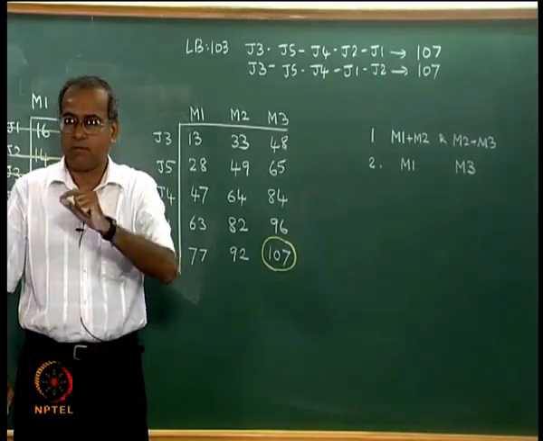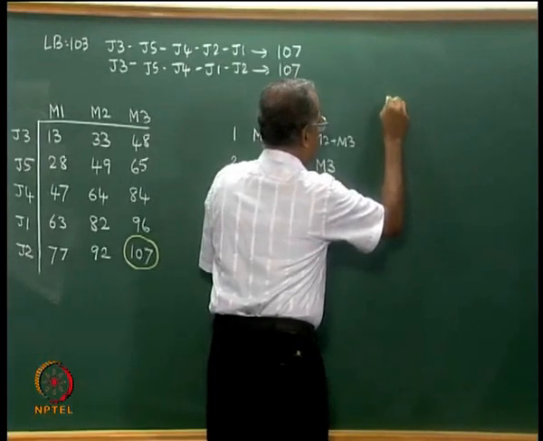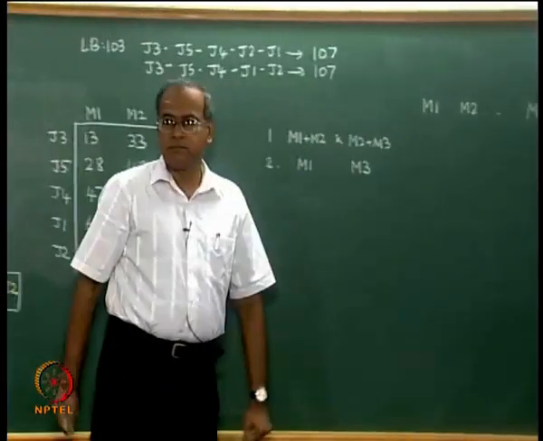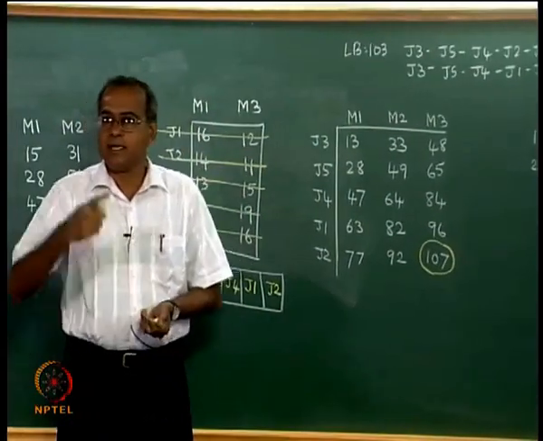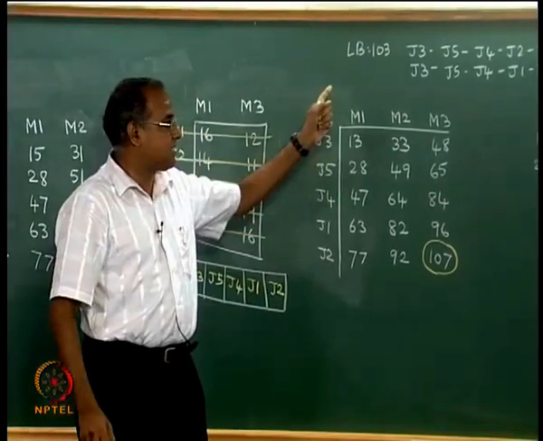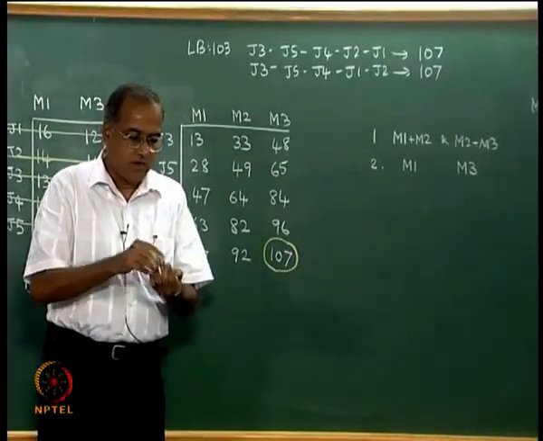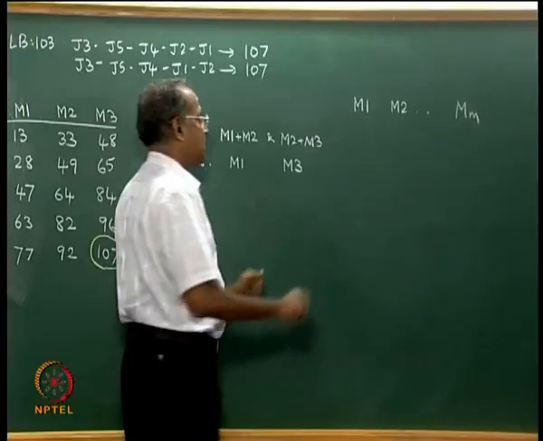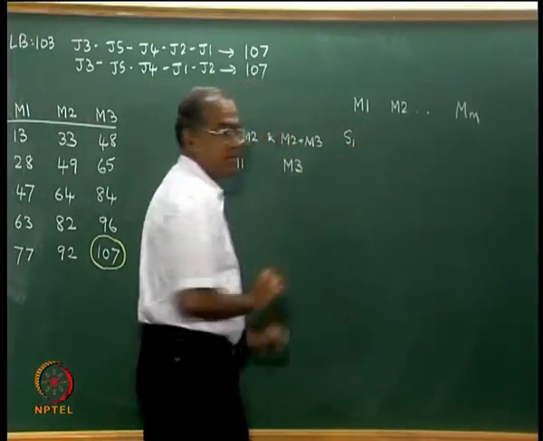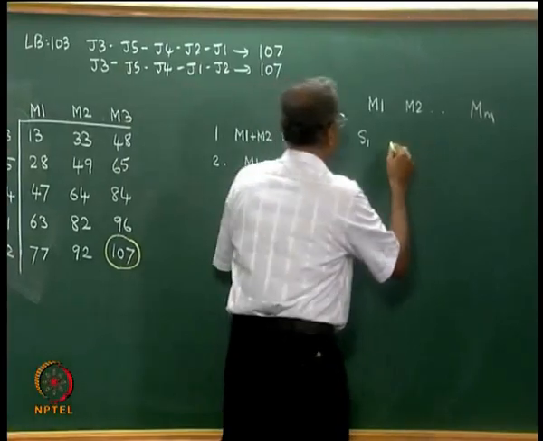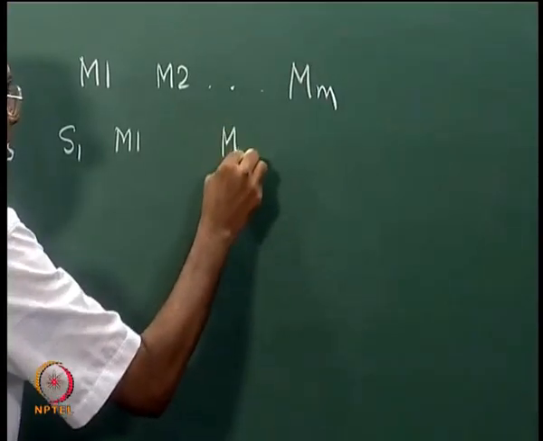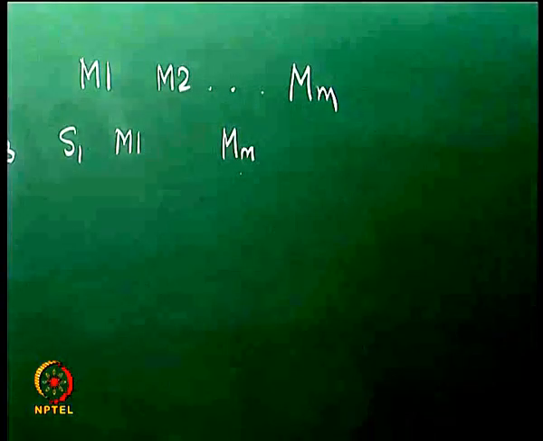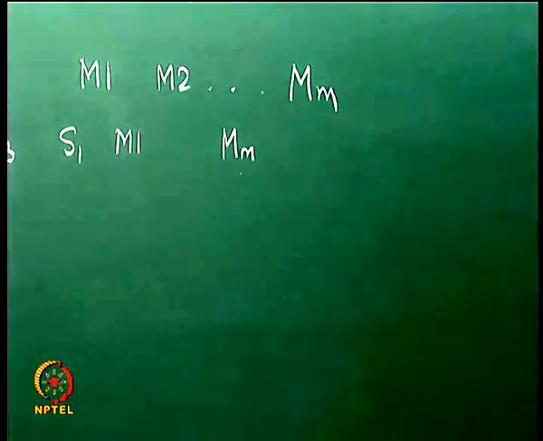So if we have M machines, we call them M1, M2, up to MM. Now we create M minus 1 sequences. For 3 machines we created 2 sequences. For general M machines we create M minus 1 sequences. So let us call sequence S1 as M1 and MM. Take the first machine, take the last machine, do a Johnson out of that, which is this.